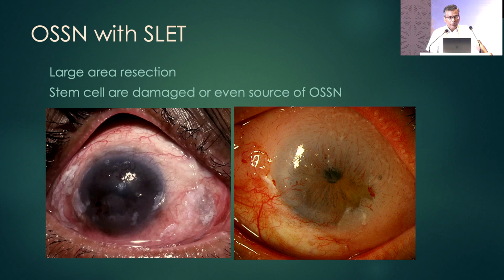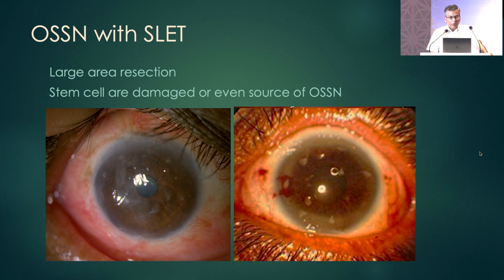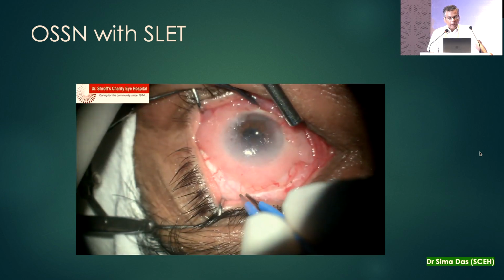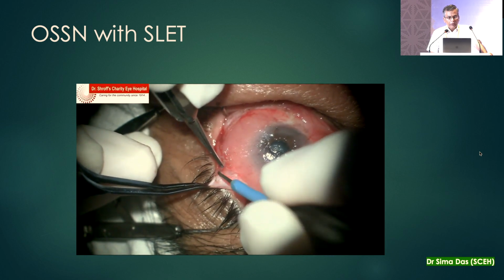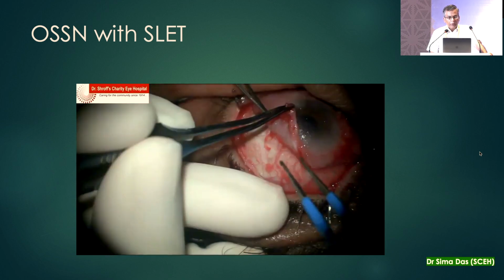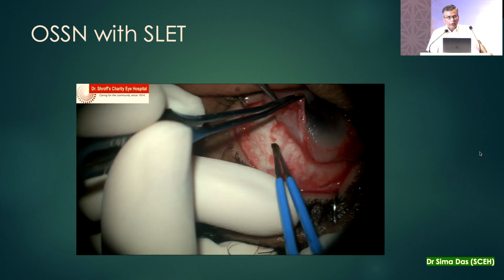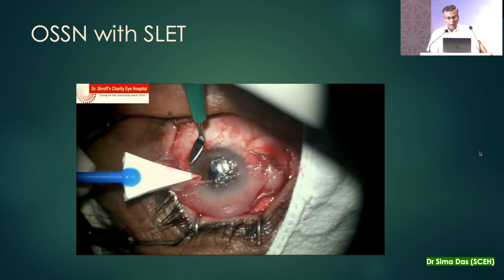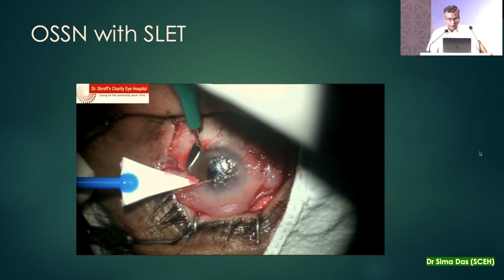I would like to discuss the role of using SLET along with amniotic membrane grafting in conjunctival tumors, or where there is a large area of stem cell deficiency. As you can see, this large tumor occupies almost the whole of the ocular surface, and to remove it, it's going to leave behind a large area of deficit. So the options here are, one, we can use a large-size amniotic membrane and perhaps take a small amount of conjunctival tissue from the other eye, or we can use SLET again from the other eye because there is also associated stem cell deficiency here.